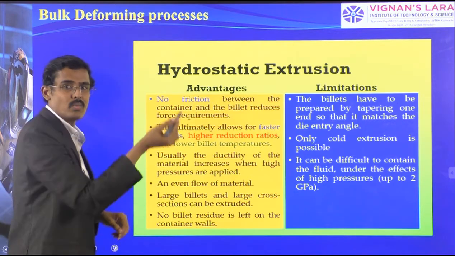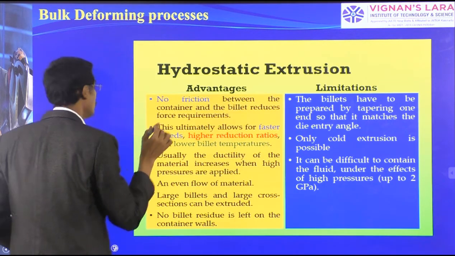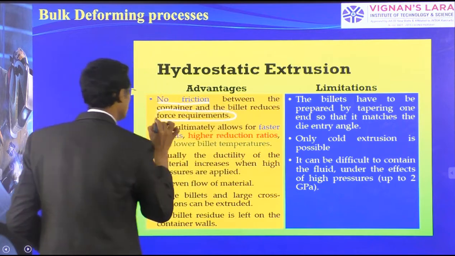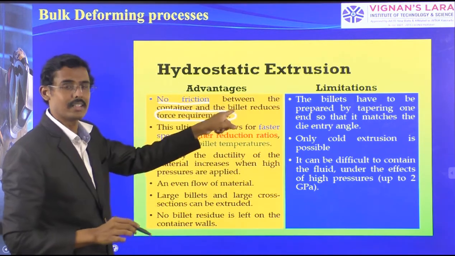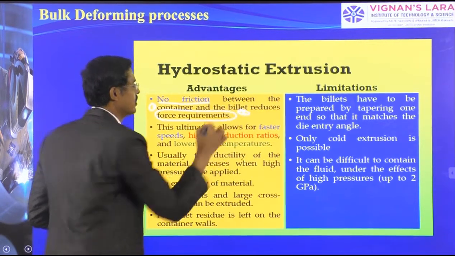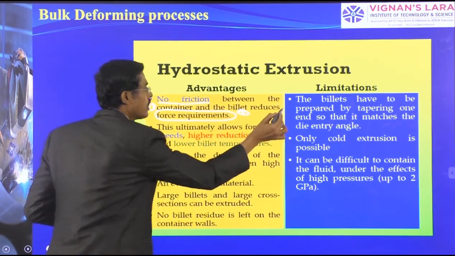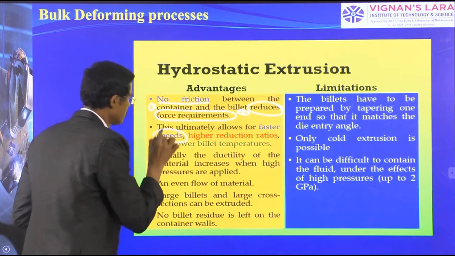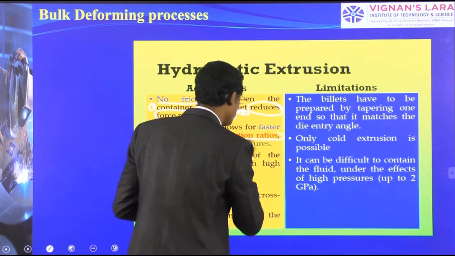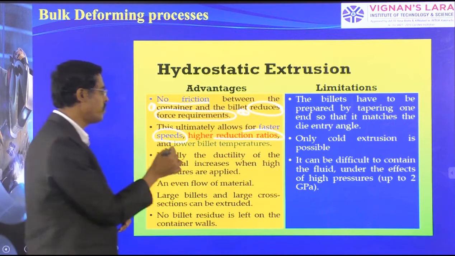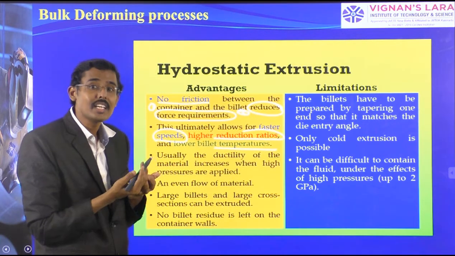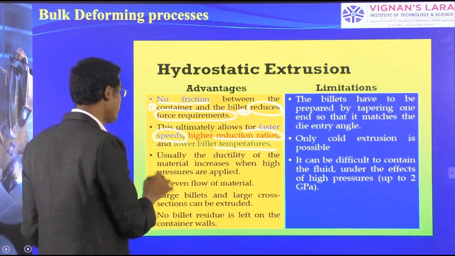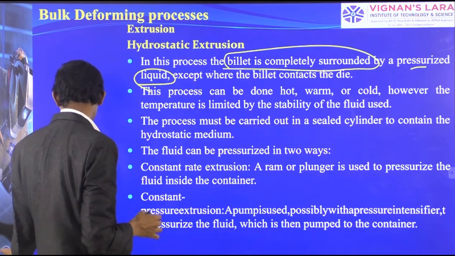What is the advantage then? No friction between the container and the billet reduces the force requirement. You see, no friction between the container and the billet. Therefore, the force requirement is also reduced. Thus, it ultimately allows faster speeds and high reduction ratios. Yes, we can do it faster. Low billet temperatures: the billet does not need that much heating. We can do it easily. Usually, the ductility of the material increases when high pressure is applied. So those things also can be done.